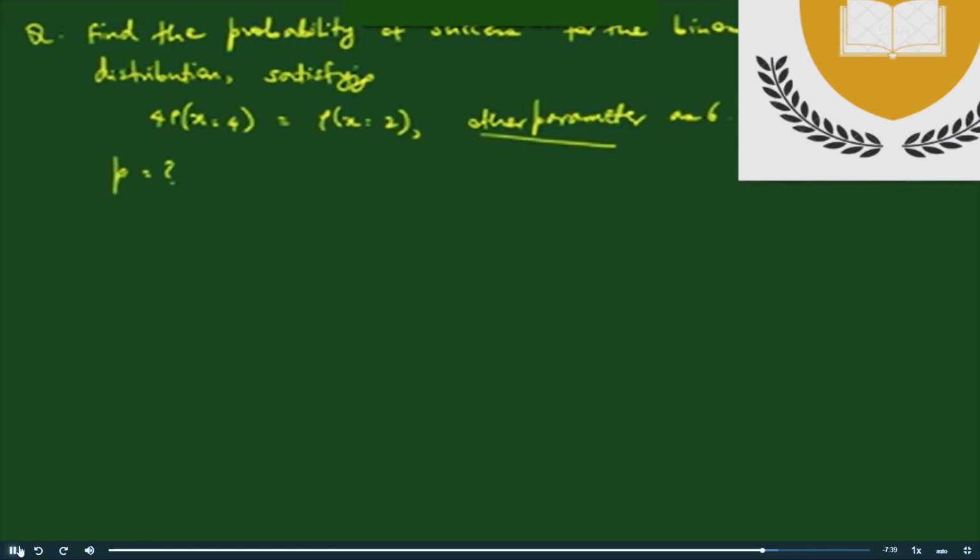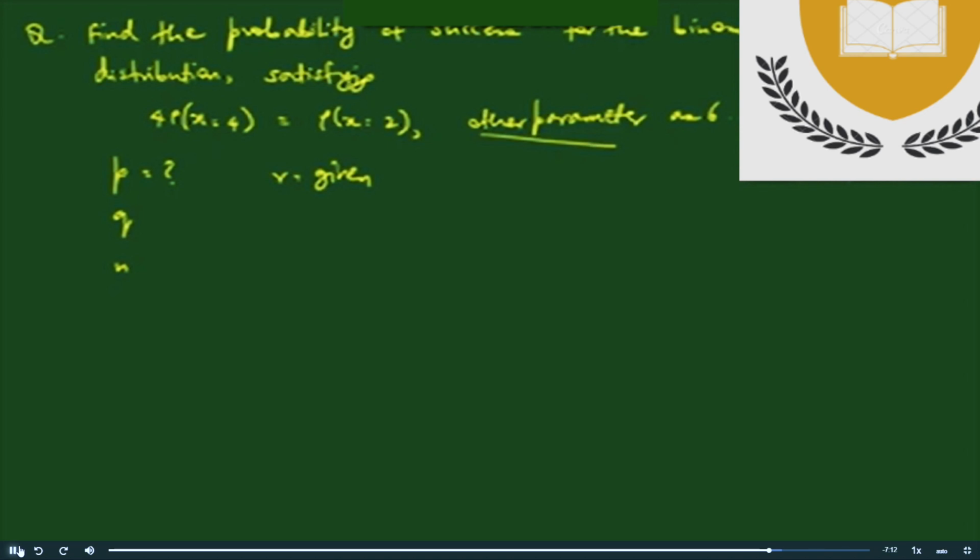And r is given: in one case it's given as 4 and in another case as 2. So r is not a problem. But what are the other parameters which are not there? q is not there and n is not there. r is given in 2 scenarios. p is not given; the question asks us to find p, the probability of success. Now the other parameter is given as 6.